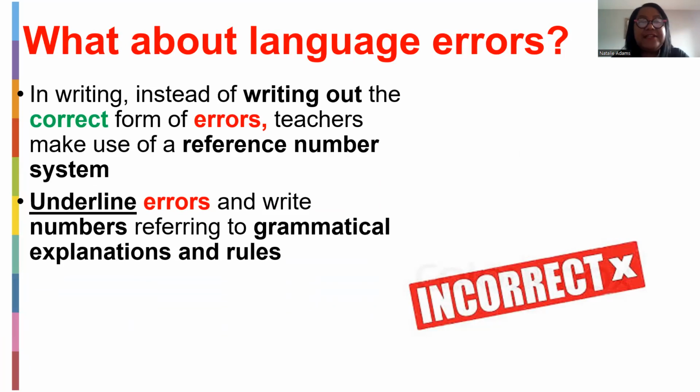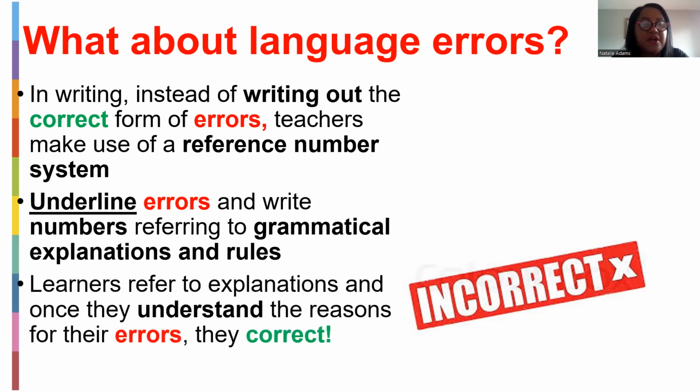So you will underline errors and write numbers referring to the grammatical explanation and rules. So how do we do it? Learners refer to the explanations once they understand the reasons for the errors they correct. Okay, so again, let me go through that again.